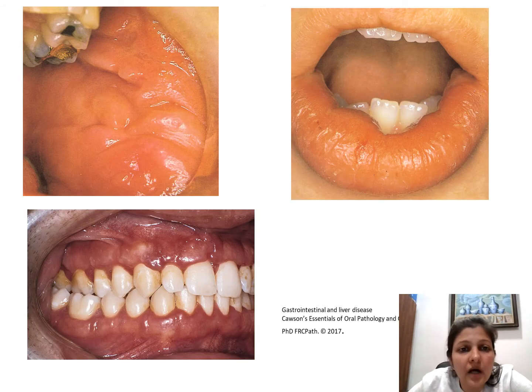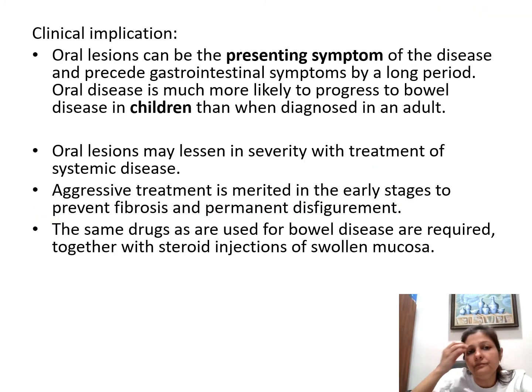So these are pictures of how Crohn's disease can manifest in the oral maxillofacial region. You can see here edema or swelling, diffuse swellings of the buccal mucosa, the lower lip, as well as the gingiva, which if put together should give you the suspicion of an underlying pathology. The clinical implication is that oral lesions can be a presenting symptom of the disease and precede gastrointestinal symptoms by a long period. So here the role of a dentist is very crucial in identifying and catching these lesions early.